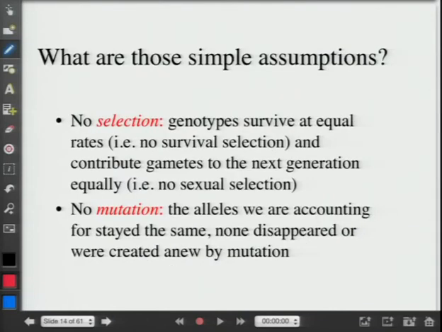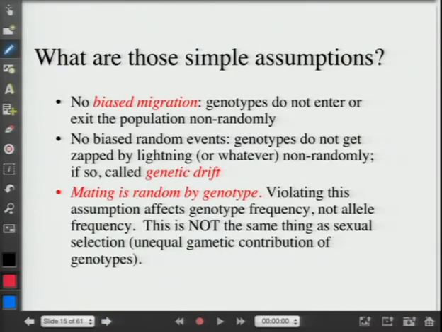So here are the simple assumptions that are the same as we went through the mouse generation wheel. So no selection. If genotypes survive at equal rates, that means there's no survival selection, and they contribute gametes equally to the next generation, meaning there's no sexual selection. They're all living and breeding equally with respect to genotype at that locus that you're talking about. No mutation. They don't change when the adults are making gametes, or they change in equivalent ratios. There's no net mutational change. No biased migration, right? So genotypes are not more or less likely to enter or exit populations. Again, it doesn't mean that there's no migration. It's just that there's no differential migration in or out of the population with respect to the genotype at the locus that you're talking about.